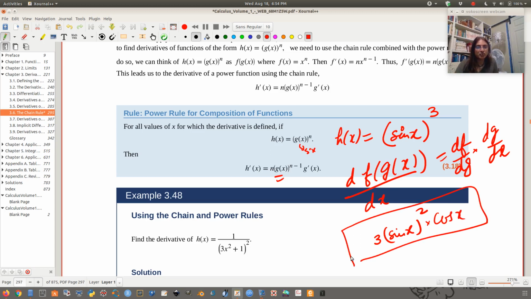3 of sine x squared, or 3 sine squared x, times cos x. Okay?